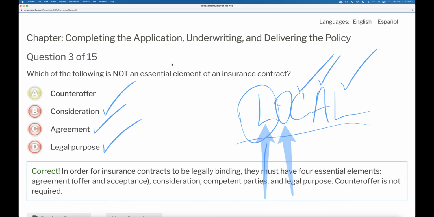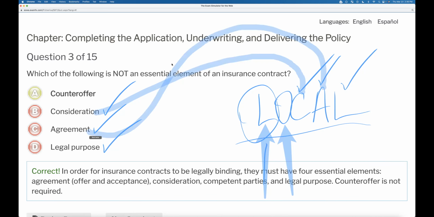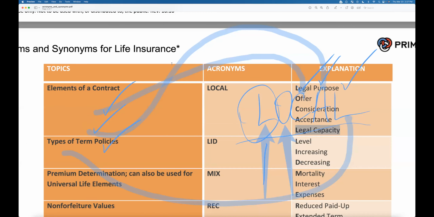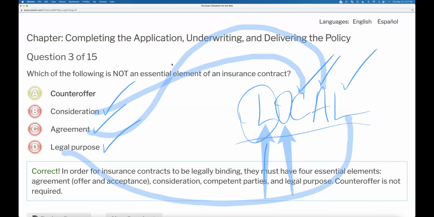Remember, C is consideration. A is agreement. L is legal purpose. And the other L is legal capacity, so there are actually two of them. LOCAL: legal purpose, O is for offer, C is consideration, A is agreement, and legal capacity.